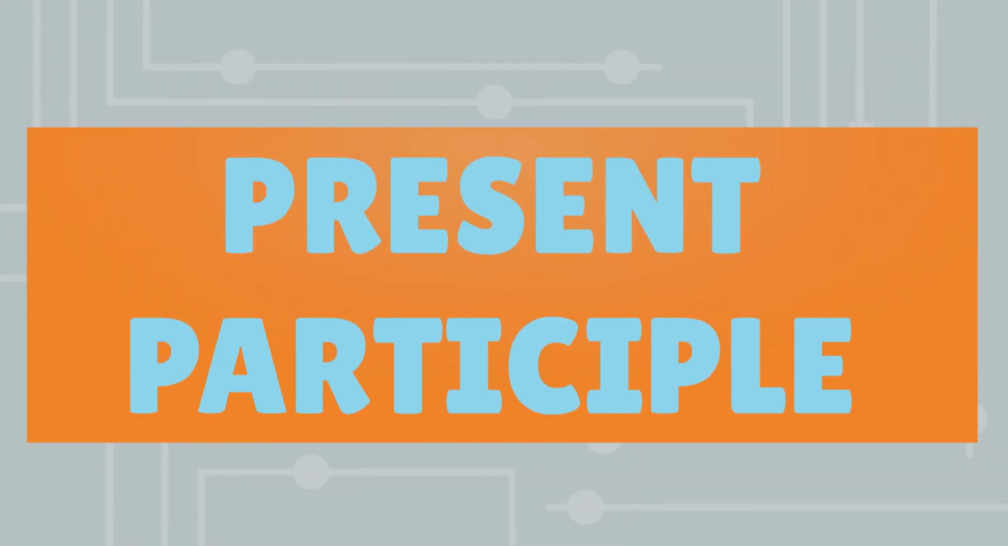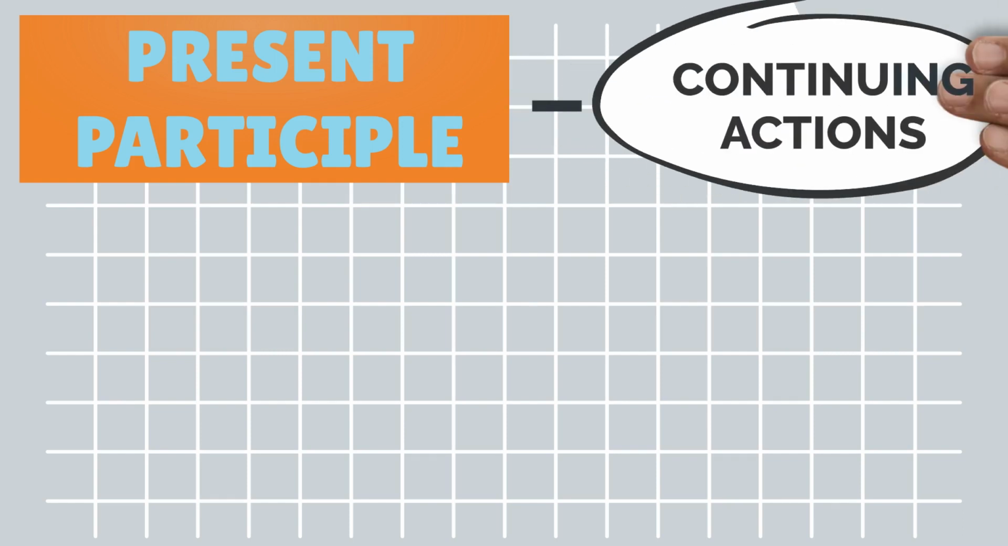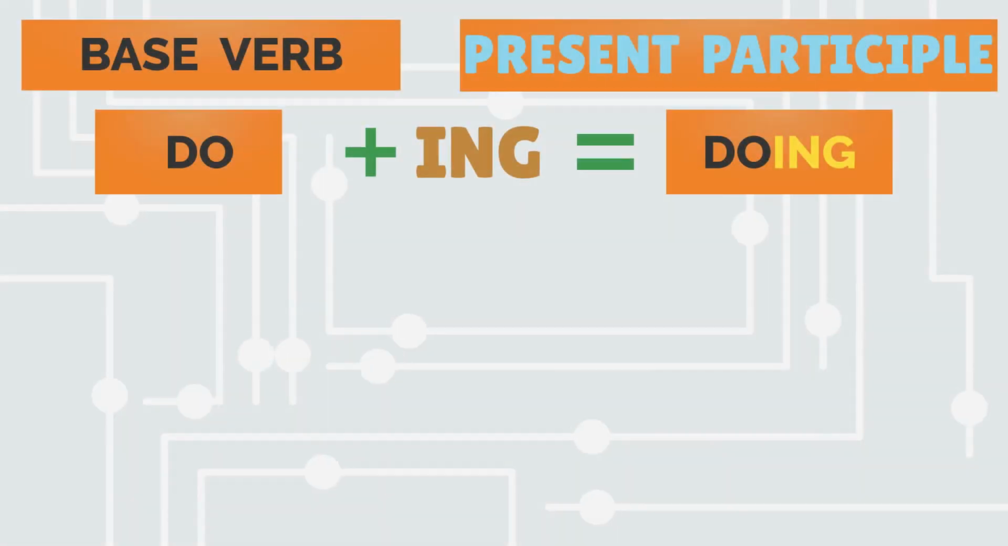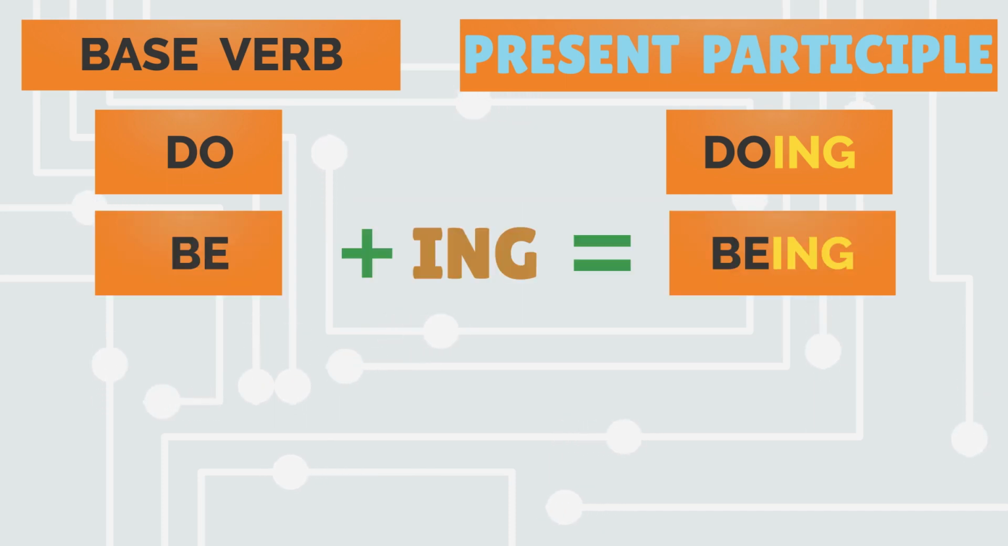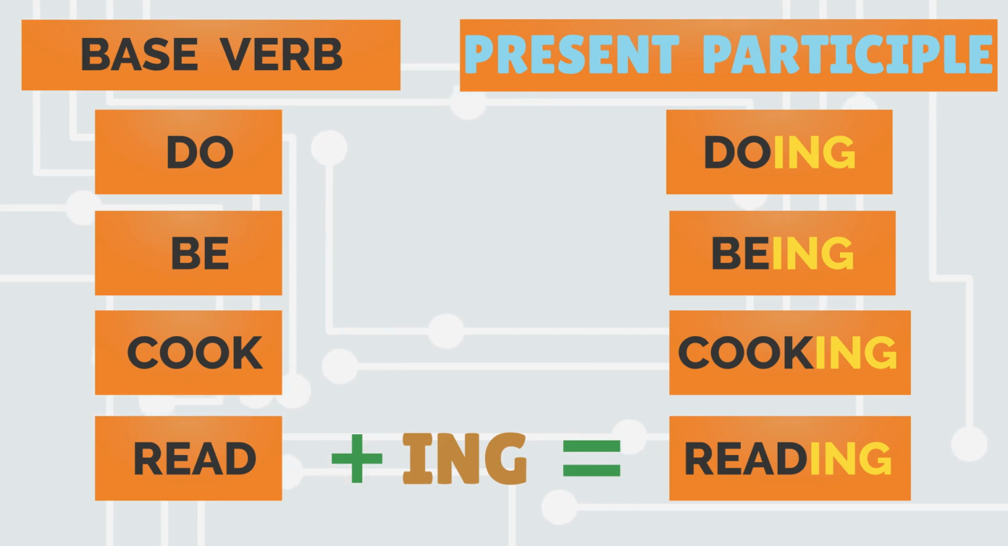Present participle. The present participle is the verb form that expresses continuing actions. To form a verb in the present participle, we usually add ing to the base verb. Do, doing. Be, being. Cook, cooking. Read, reading.